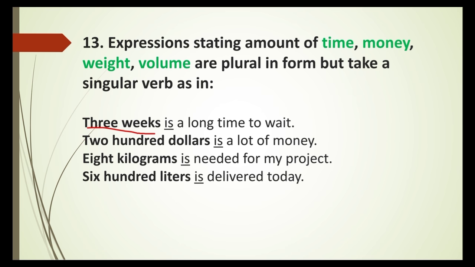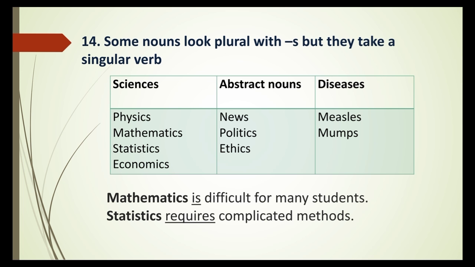Okay? So, next. Rule number 14. Ito, madali lang din na rule. Some nouns look plural kasi nga meron silang S always, but they take a singular verb. So, ano-ano ba yun? So, we have sciences or we have subjects, and then we have abstract nouns, and we have diseases. Laging may S yan. Hindi nawawala ng S. Like, for example, physics, mathematics, statistics, economics, news, politics, ethics, measles, mumps. Singular pa din yung verb na gagamitin natin. For example, mathematics is difficult for many students. So, bakit is yung ginamit ko? Mathematics with S yun.